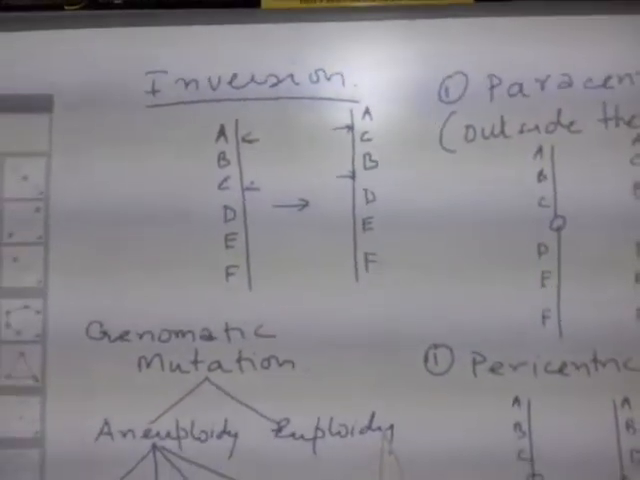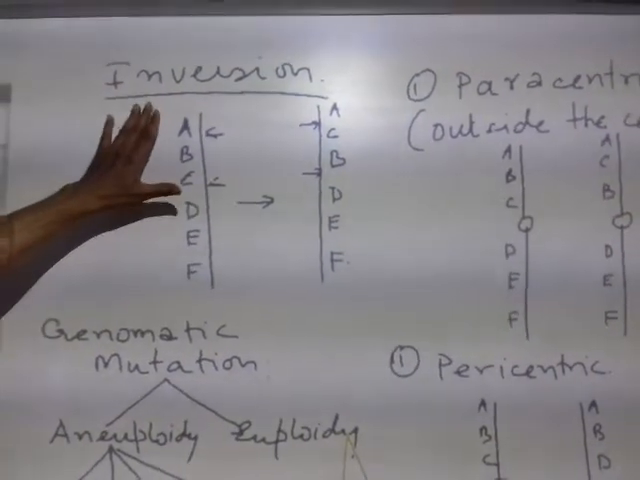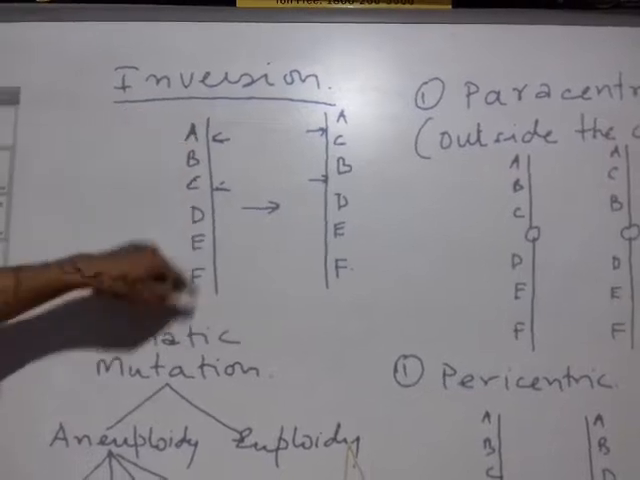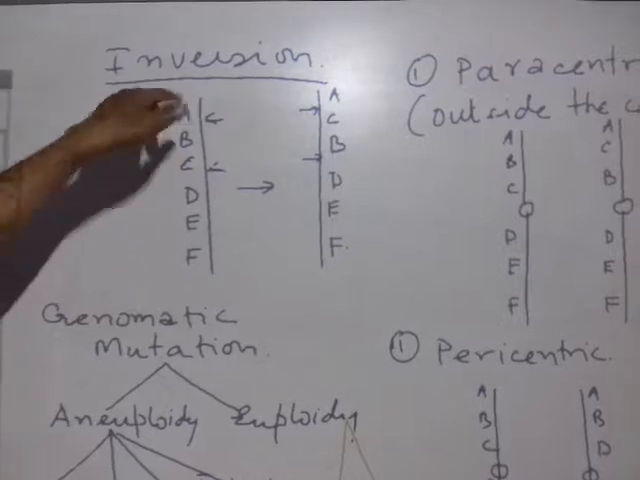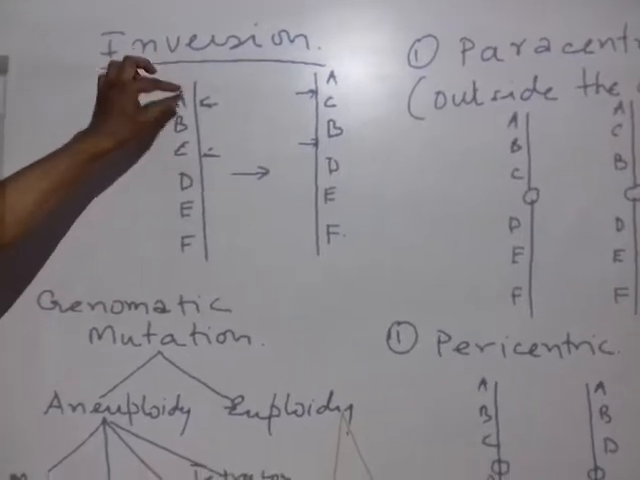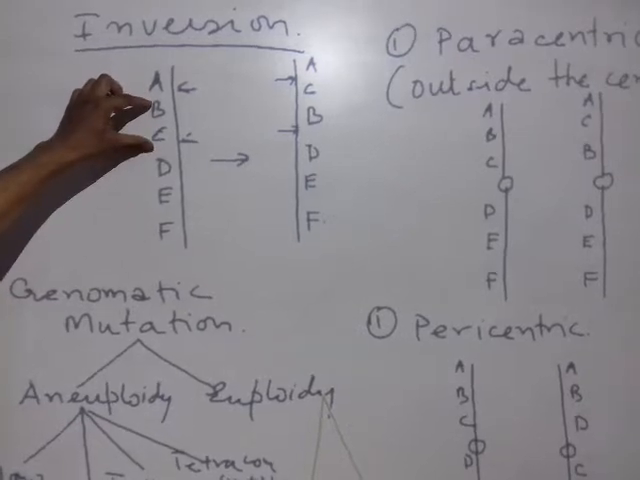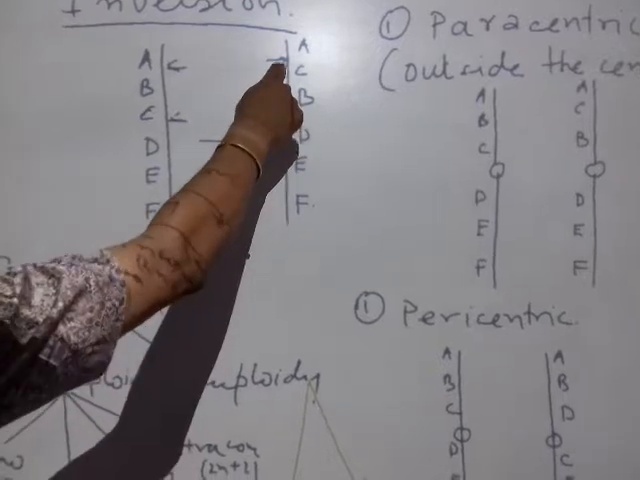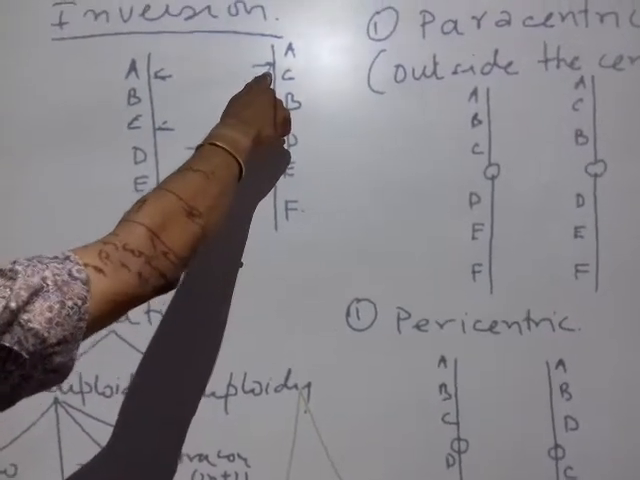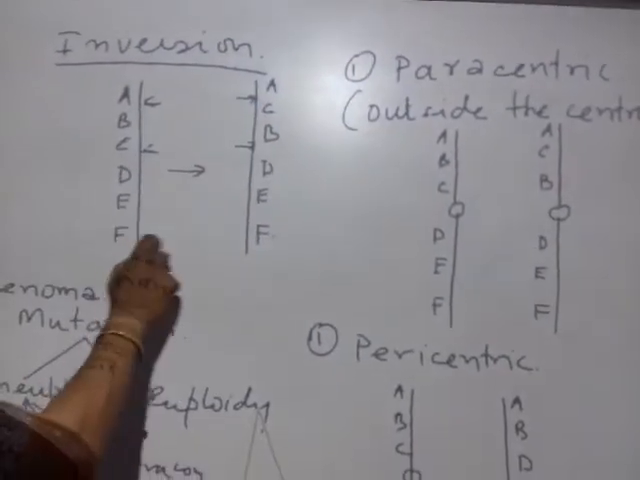Now after that, another type of chromosomal mutation is called inversion. In inversion, the order changes, like A, B, C, D, E, F. Here in this particular chromosome, between A, B, C, the B and C change: C goes to the first and B comes to the second. So the genes are inverted. That we call an inversion.